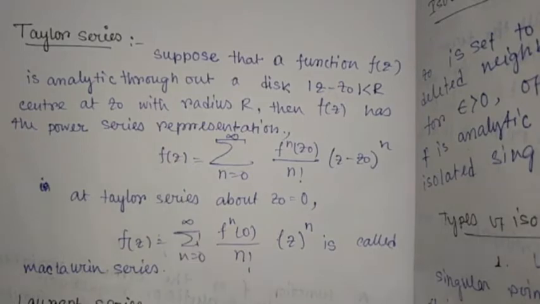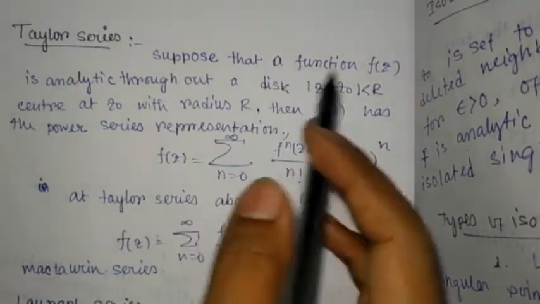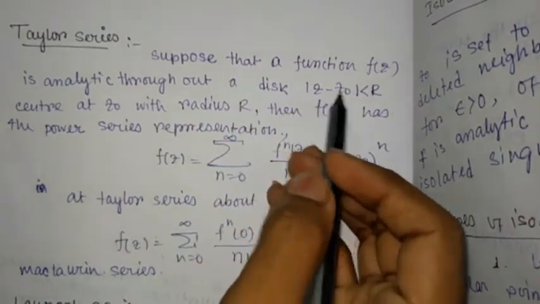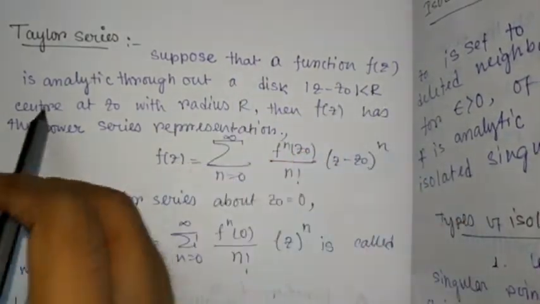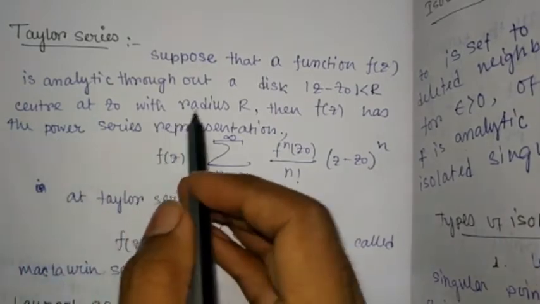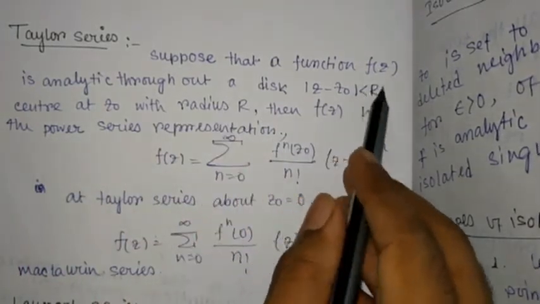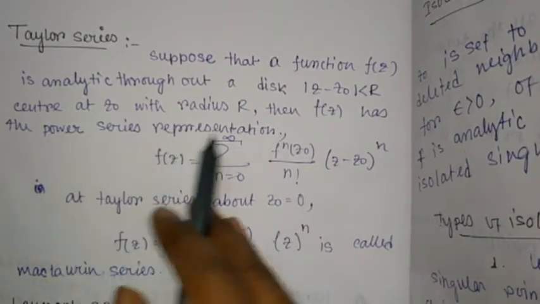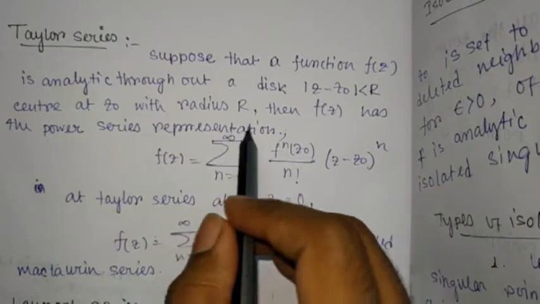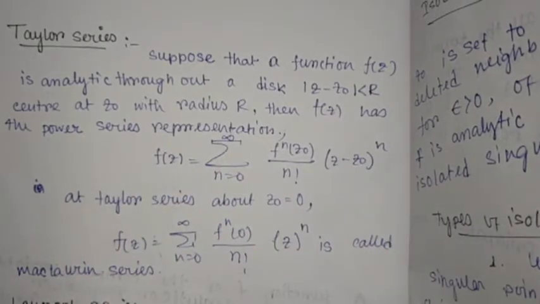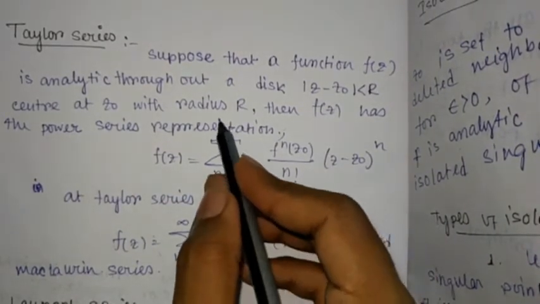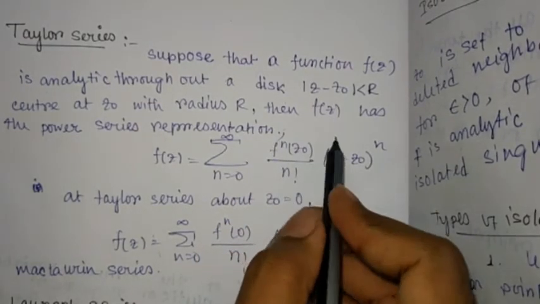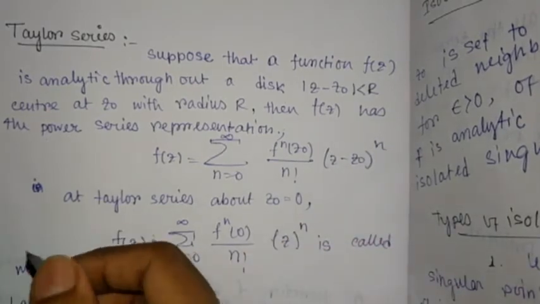Taylor series: suppose that a function f(z) is analytic throughout a disk |z - z0| < r. This is the disk centered at z0 with radius r. Then f(z) has the power series representation, which is the Taylor series: f(z) is the summation of n equals 0 to infinity of f^(n)(z0) divided by n factorial, times (z - z0)^n.